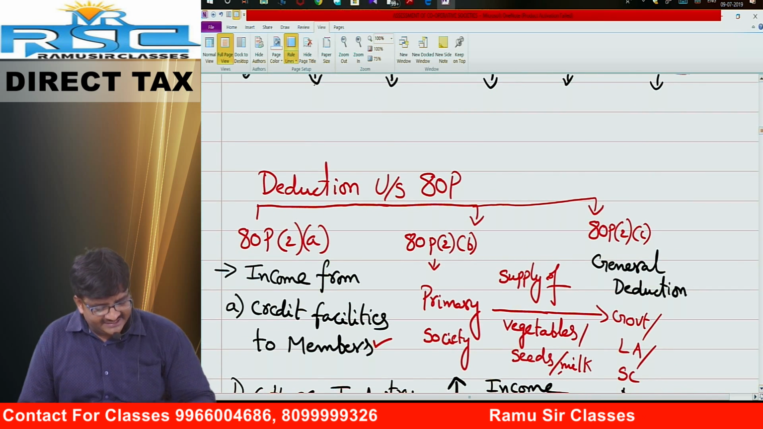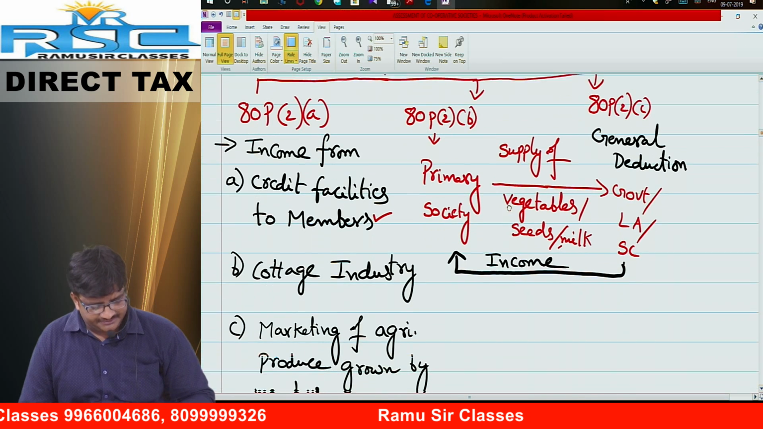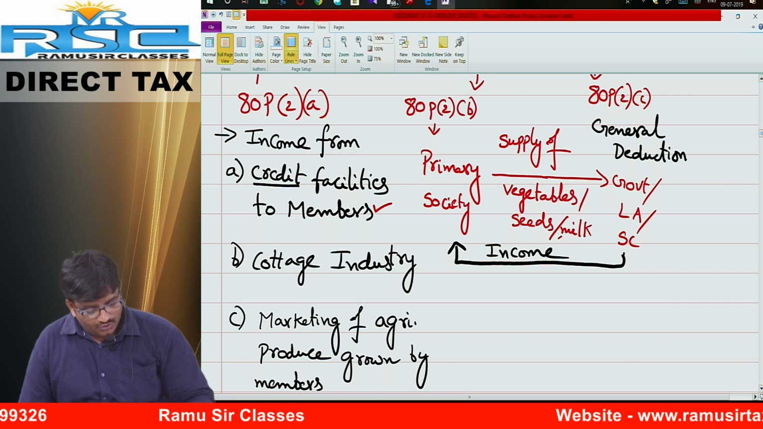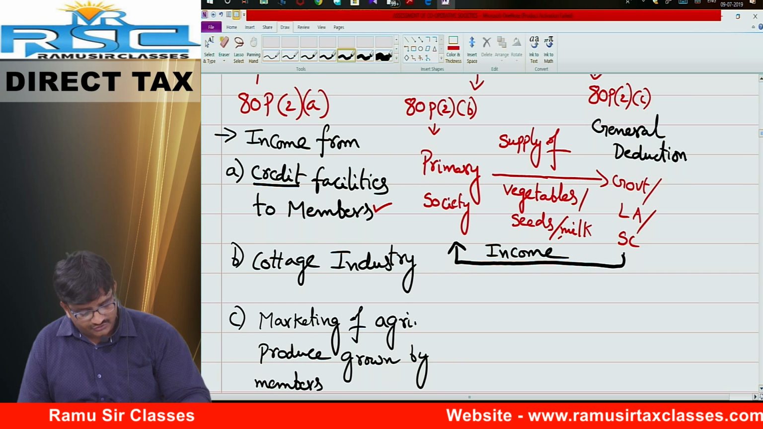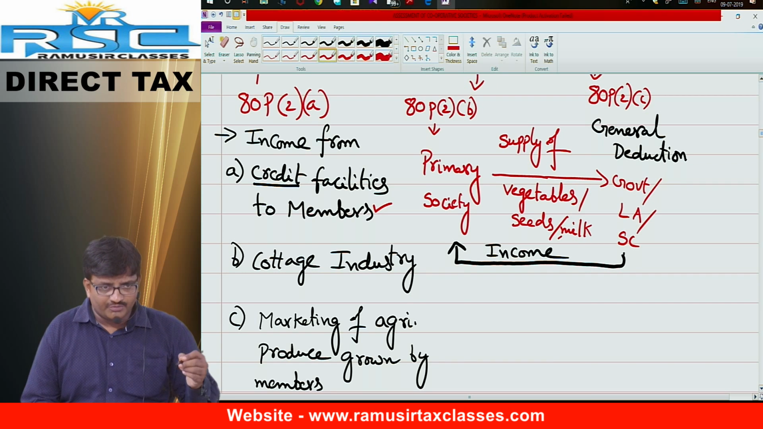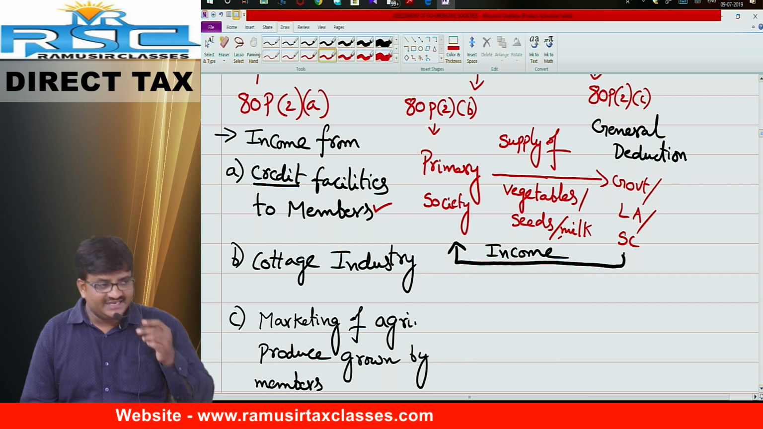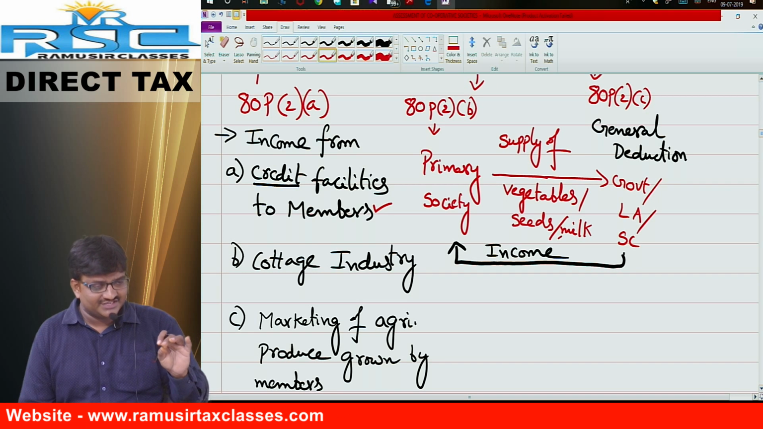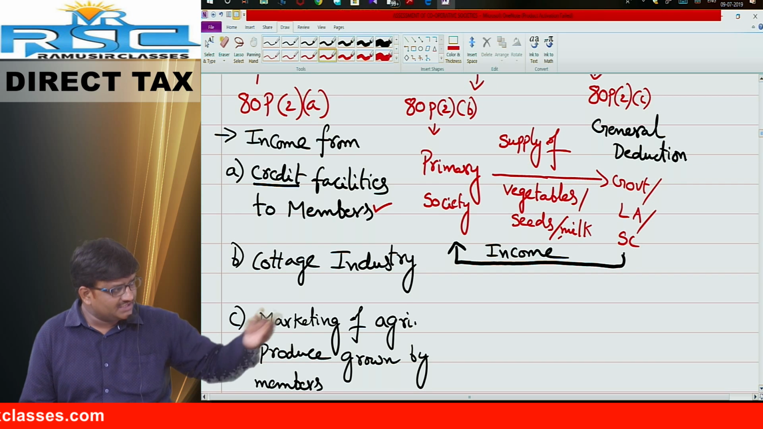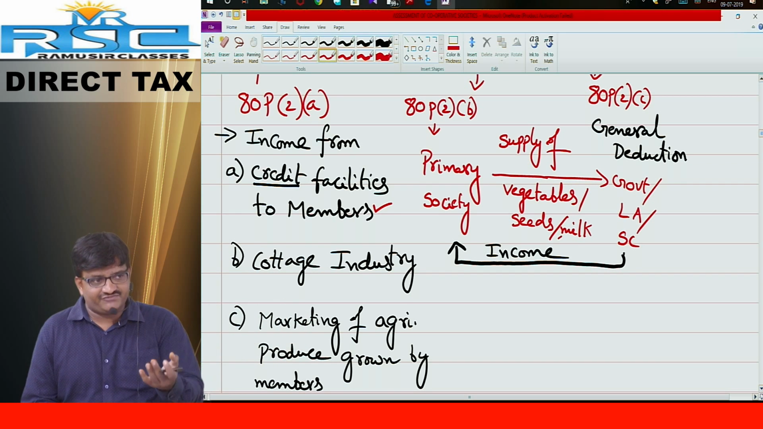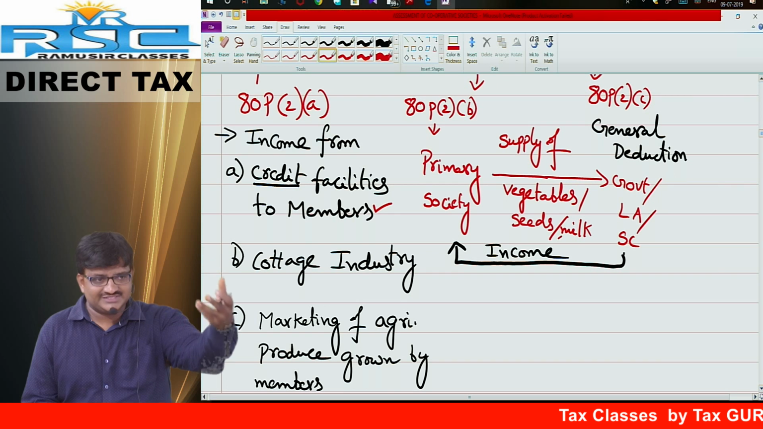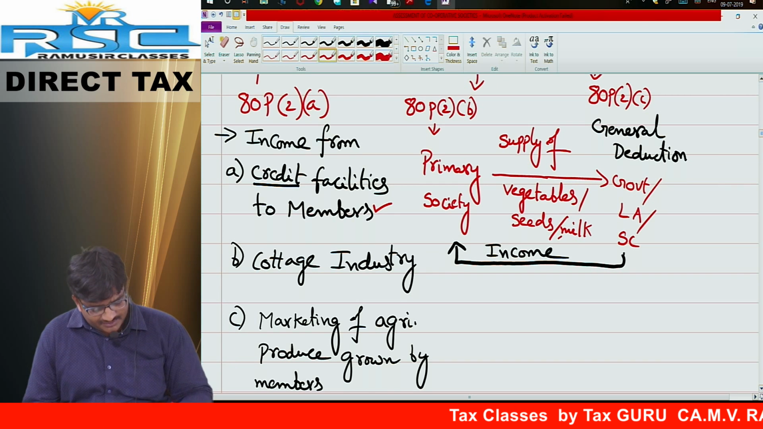Let us discuss one by one. First one, friends, section 80P subsection 2 clause A. Start one by one. First, income from credit facilities to members. I repeat, only credit facilities to members will be allowed as deduction. Next, cottage industry. Some cooperative societies will have cottage industry. In cottage industries, not much plant and machinery or investment is required. Generally, family members or outside laborers participate in manufacture, services and sales. This kind of cottage industry income is also allowed as deduction.